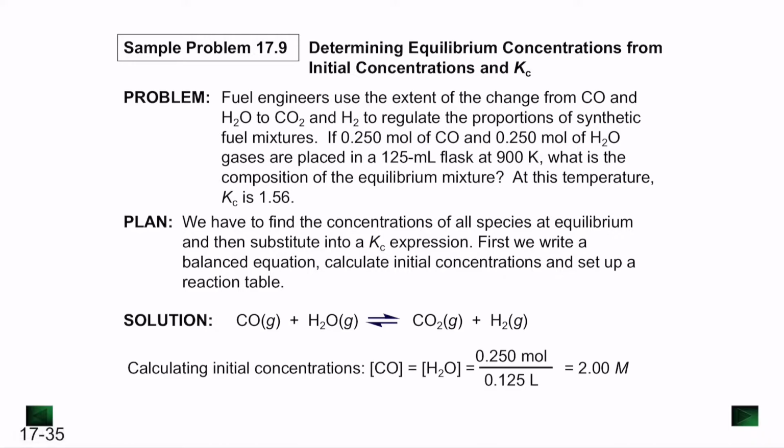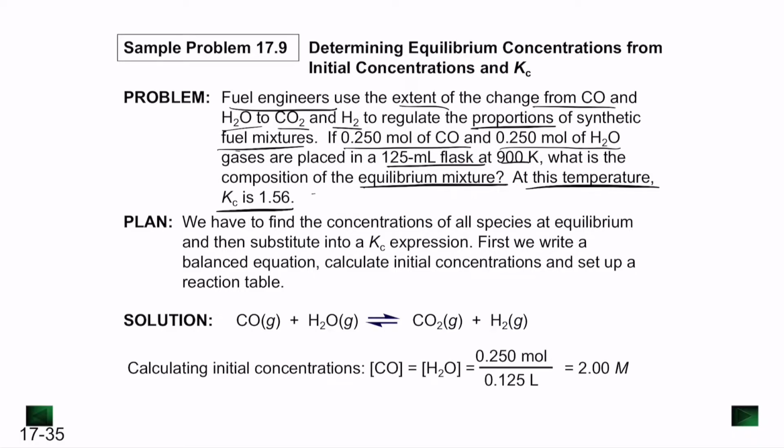So use the same principle now. Pause the video right here. Notice that what is given here is that fuel engineers use the extent of change of CO and H2O to CO2 and H2 to regulate the proportions of synthetic fuel mixtures. If 0.250 mole of CO and 0.250 mole of H2O gases are placed in a 125 ml flask at 900 Kelvin, what is the composition of the equilibrium mixture? At this temperature, Kc is 1.56.